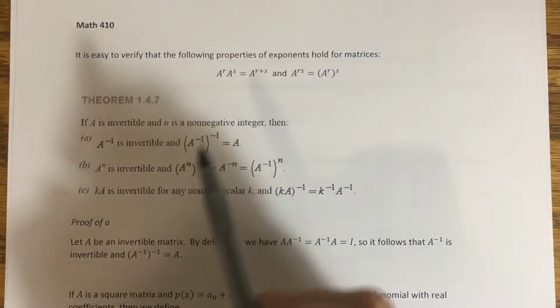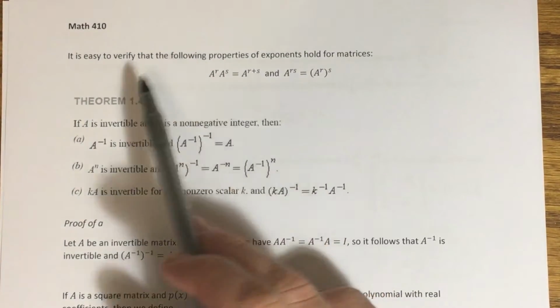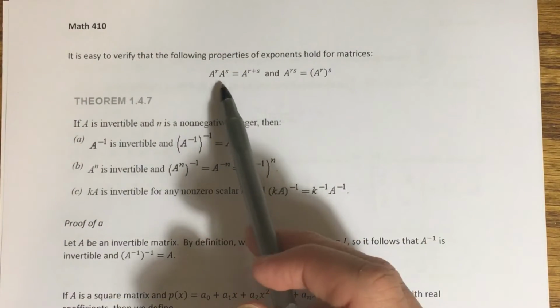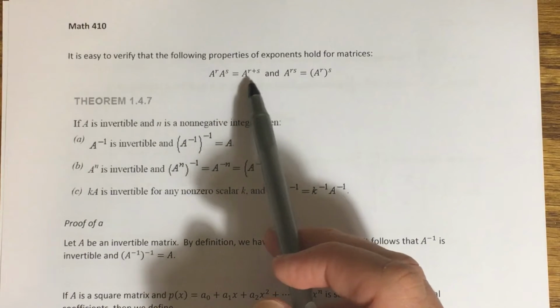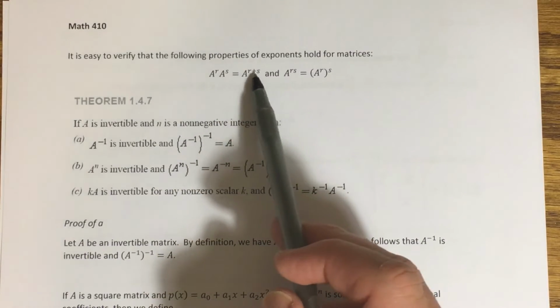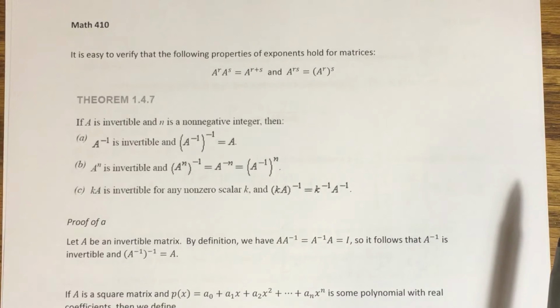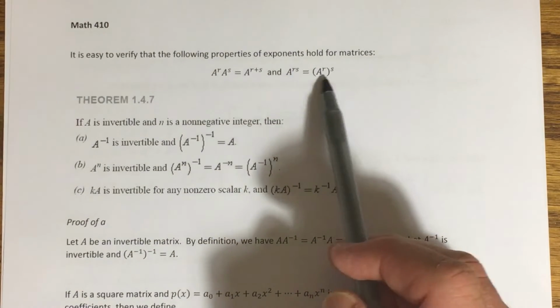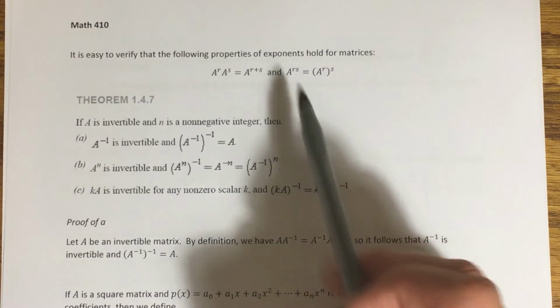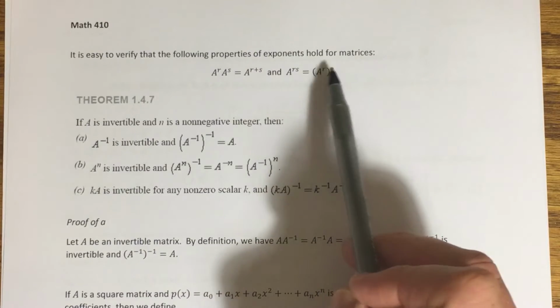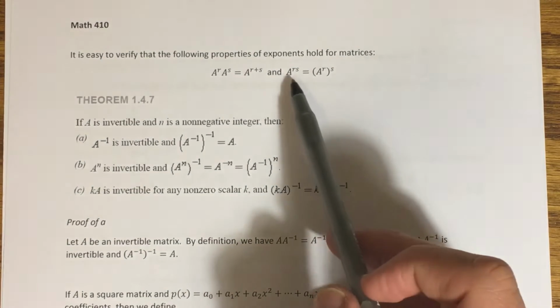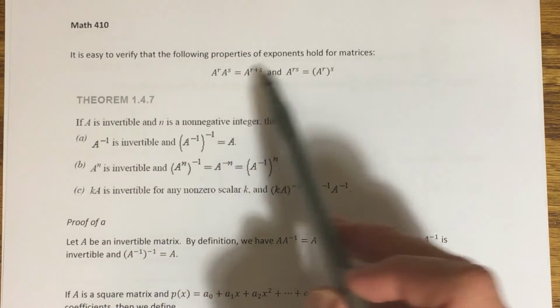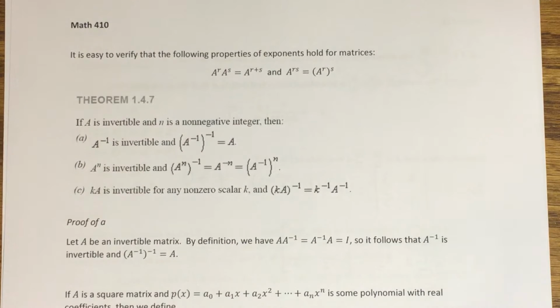In particular, you have this property. If A is a square matrix, you have A to the power of R times A to the power of S. This would be the same thing as A to the power of R plus S. Very easy to see why that's the case. Similar here, A to the power of RS is equal to A to the R, all to the power of S. Again, the proofs of both of these would look identical to how you prove these properties for real numbers. There's nothing fancy going on there.